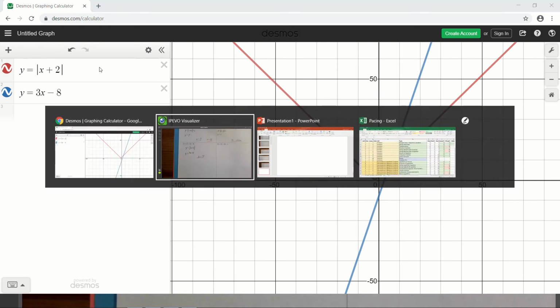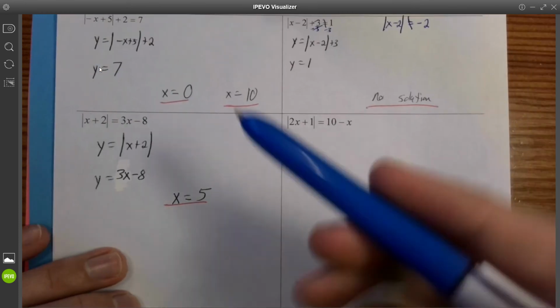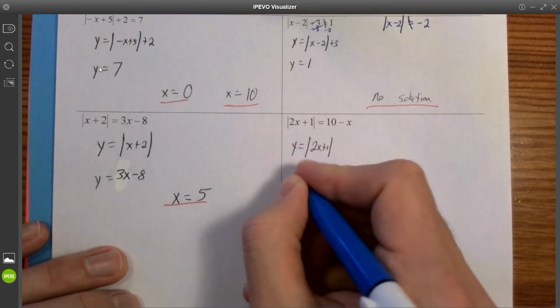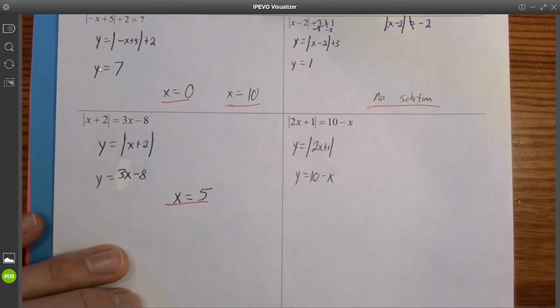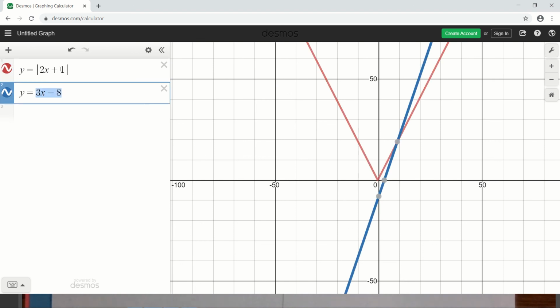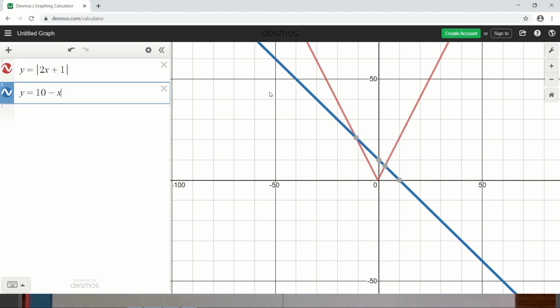So let's do the next one. And when I do the next one, it's going to say y equals absolute value of 2x plus 1. And then y equals 10 minus x. And we'll just graph them, type them in. I'm having a hard time talking right now, aren't I? 2x plus 1. And then this one's going to be 10 minus x. And I see 2 points of intersection.